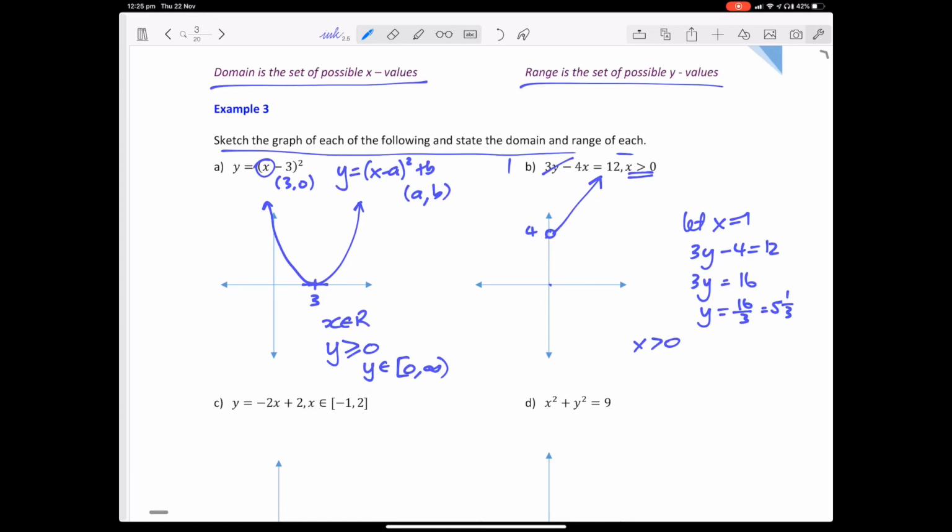If x is greater than 0, so if we go across, it starts at 0 and then gets bigger. For y, well, that starts at 4, but it doesn't include 4 and goes up. So we want to state our range: y is greater than 4. You could also say y is an element of (4, infinity). I said x, that's not x, that's y.